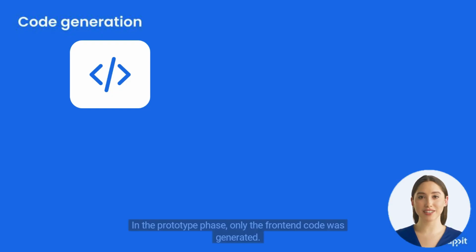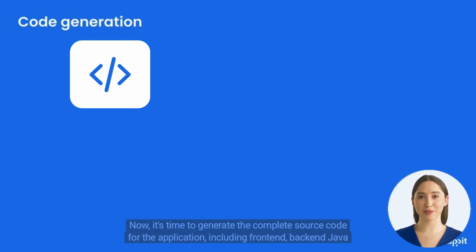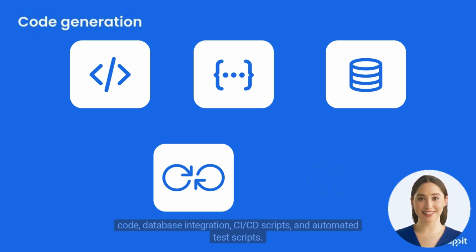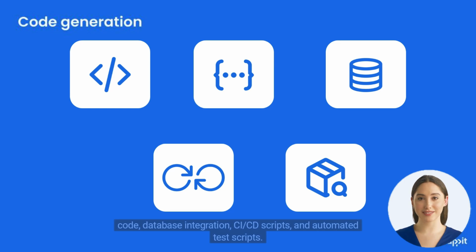In the prototype phase, only the front-end code was generated. Now, it's time to generate the complete source code for the application, including front-end, back-end Java code, database integration, CI/CD scripts, and automated test scripts. Let's walk through how to accomplish this.